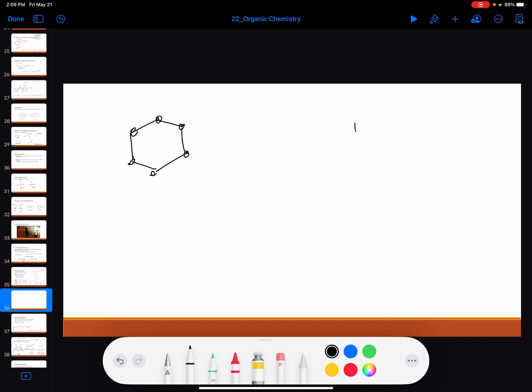So normally I would call that hexane, but they're in a ring instead of in a straight chain. So I would just call that cyclohexane instead. Pretty easy. What if it was something like this? Well, in that case, I've got 4 carbons in a row, so that's going to be meth, eth, prop, but. So that's cyclobutane.